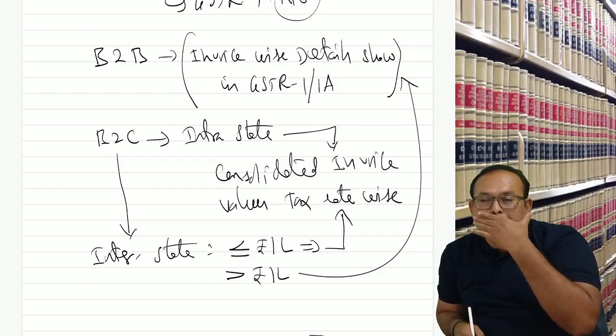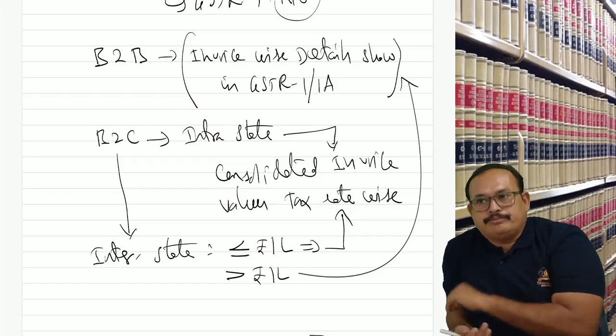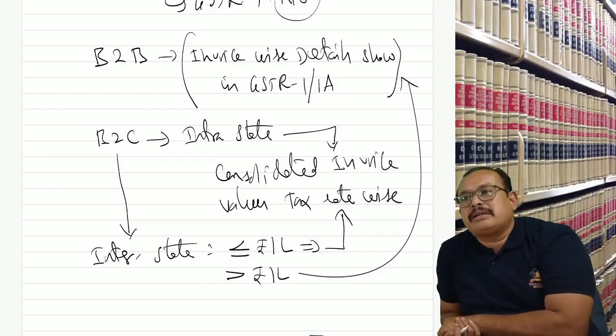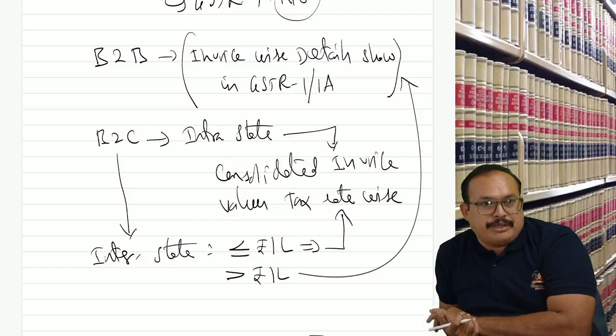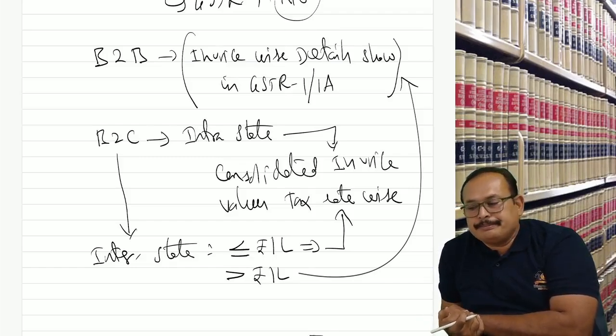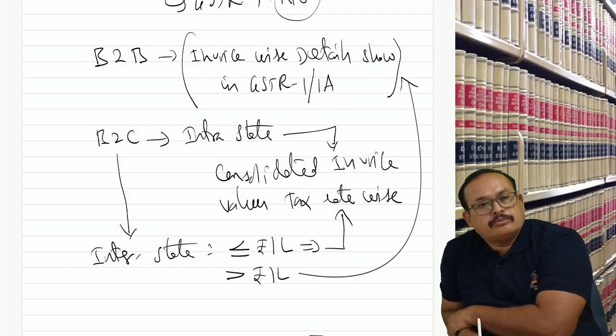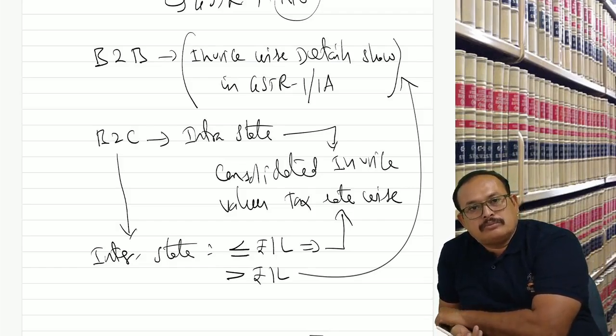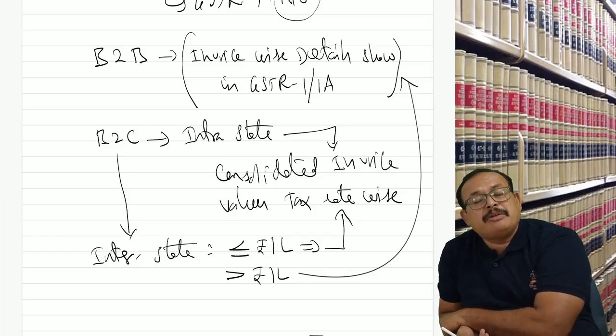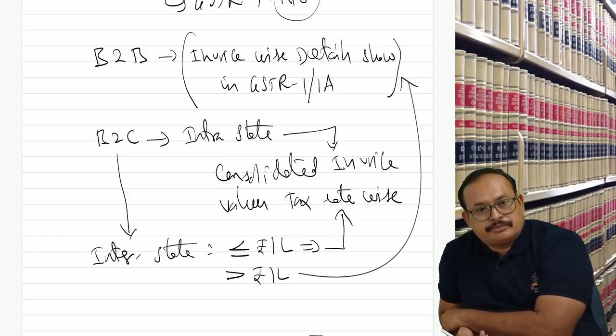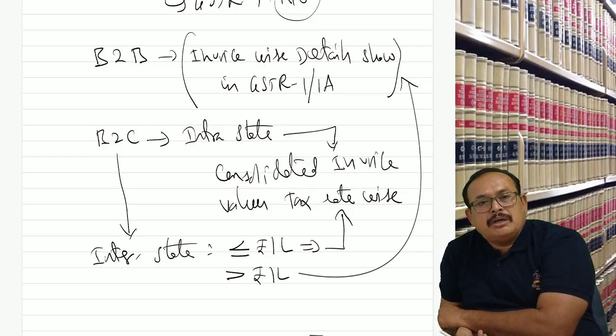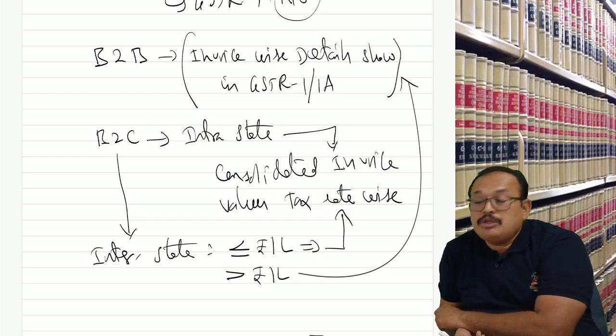Now GSTR 4 annual return for a composite taxpayer. Tell me, sir. Sir, GSTR 1A only. Suppose you're making a mistake every month. Every month I'm making a mistake, and can I find GSTR 1A every month, next month, or only once available? No. Every month you have.